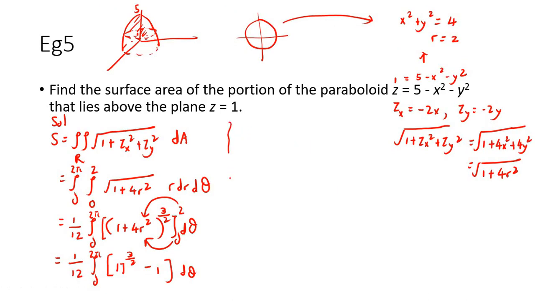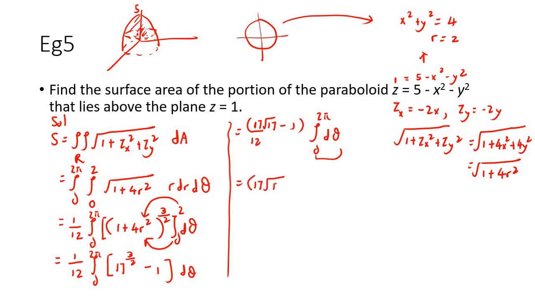Okay. So you get here 1 over 12, 17 to the power 3 over 2 minus 1, integrate d theta from 0 to 2 pi, this part you get 2 pi. So 17 to the power 3 over 2 minus 1, over 12, times 2 pi. So we get the same answer, 17 to the power 3 over 2 minus 1, pi divided by 6.